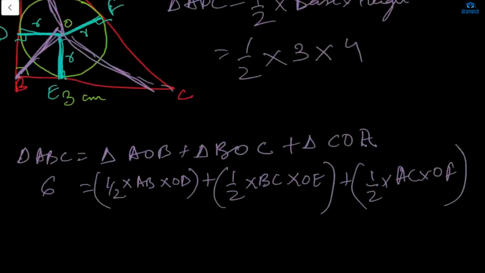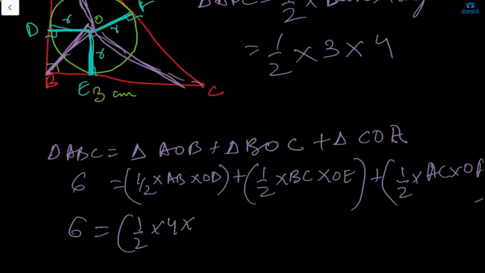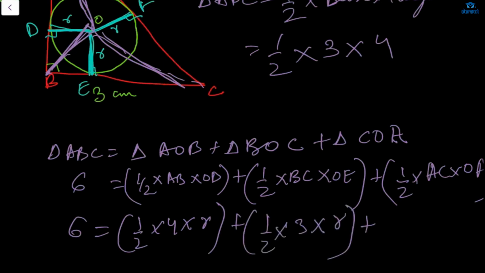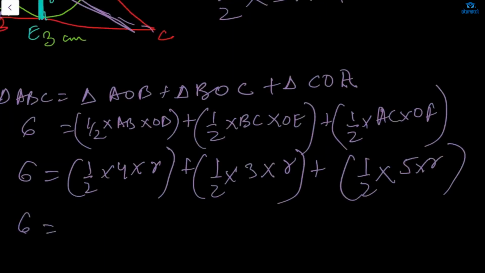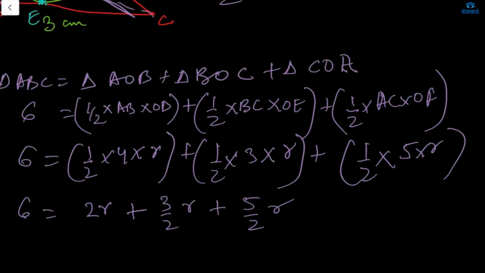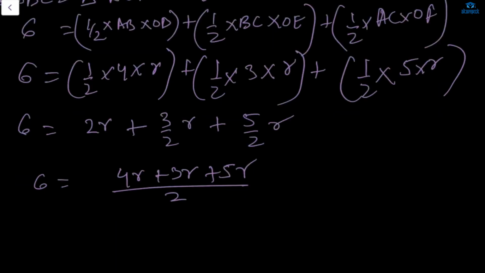So now 6 is equal to half into AB, the value of AB is given as 4. OD will be R. BC is 3, and OE is again R because it is the radius. AC will be 5 and again R. So 6 is equal to 2R plus 3 by 2R plus 5 by 2R. If you are going to take LCM, 4R plus 3R plus 5R. So 6 will be equal to how much? It will be 12R upon 2.